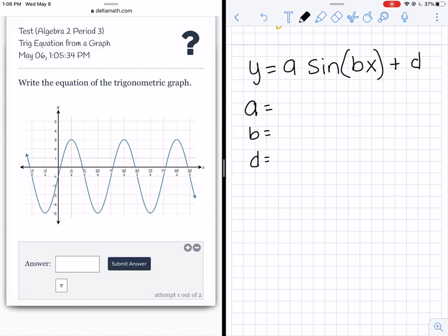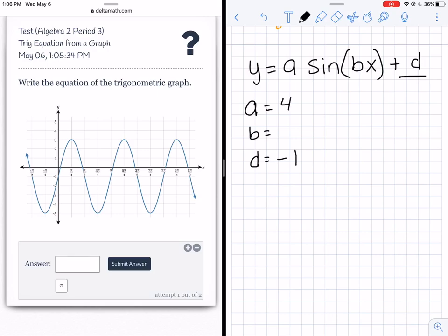So I like to find the d first. That's very easy to see where my midline is. And in this case, it is at -1. My a value, my amplitude, tells me how high and how low my graph goes. So on our graph, from that -1, I'm going to count how high it goes up. So it goes up 1, 2, 3, 4 boxes, and it also goes down from that -1, 1, 2, 3, 4 boxes. So my amplitude is 4.